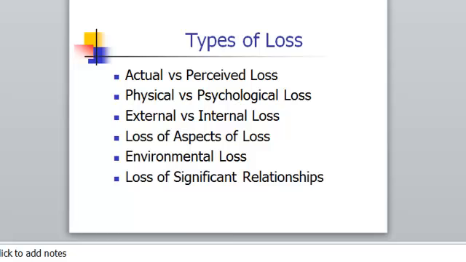The actual versus perceived loss. Actual is a real loss that even other people can see. One example would be somebody that goes through chemotherapy and they lose their hair. That's an actual loss. A perceived loss is internal. It's what you feel yourself. When something changes, your belief system changes, how you feel about things, and you perceive that as a loss, the way you view yourself. And it lists all different kinds of things.